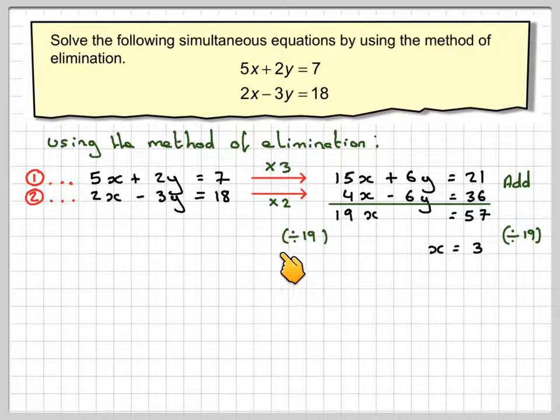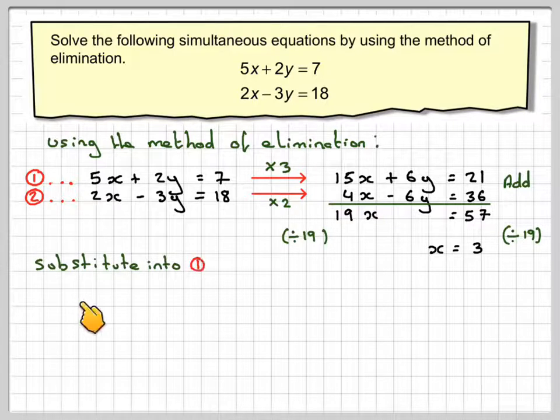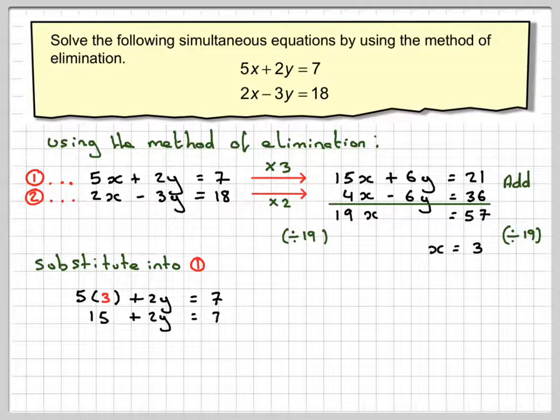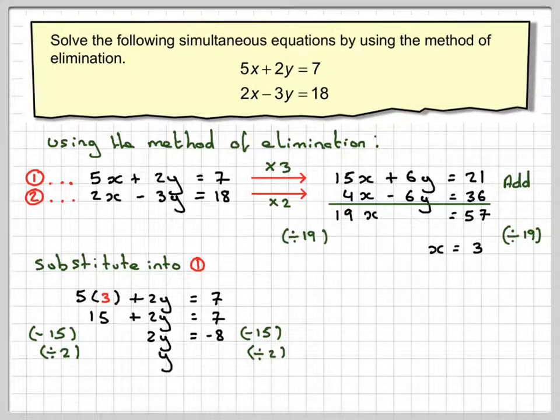We then substitute that into either 1 or 2. So we're going to substitute into equation 1, so we're going to have 5 times 3 plus 2y is equal to 7, so that's going to give 15 plus 2y is equal to 7. Subtracting 15 from both sides, that's going to give that 2y is going to be equal to 7 minus 15, which is minus 8, and then dividing by 2 on both sides, we're going to get that y is equal to minus 4.